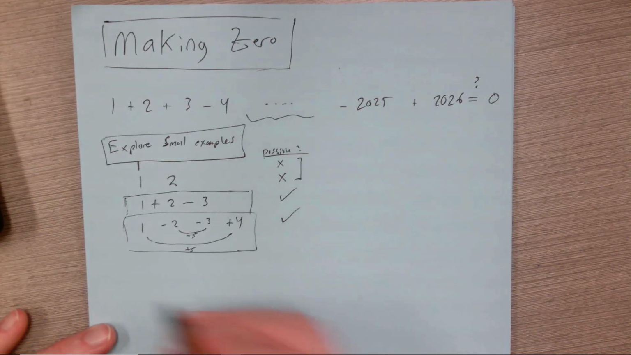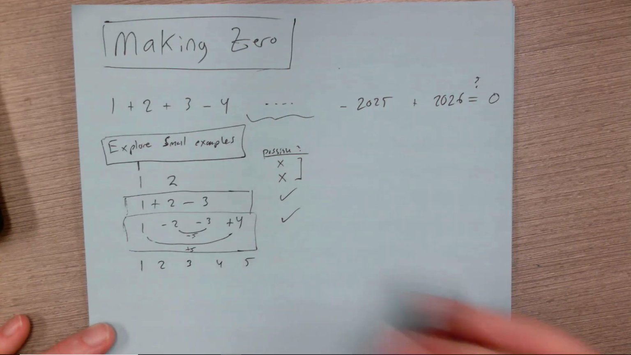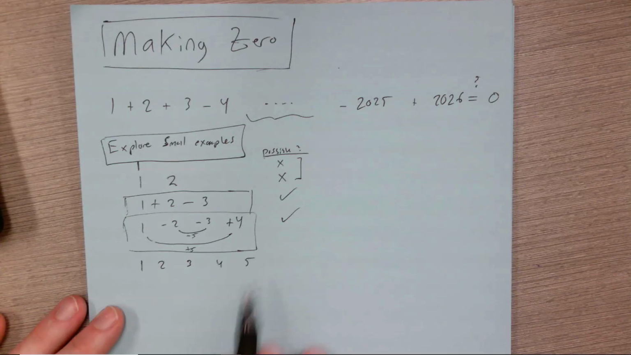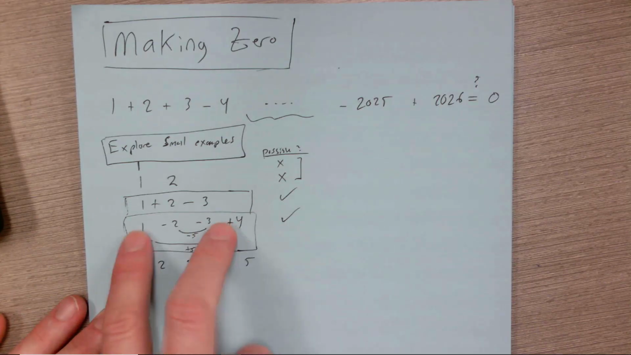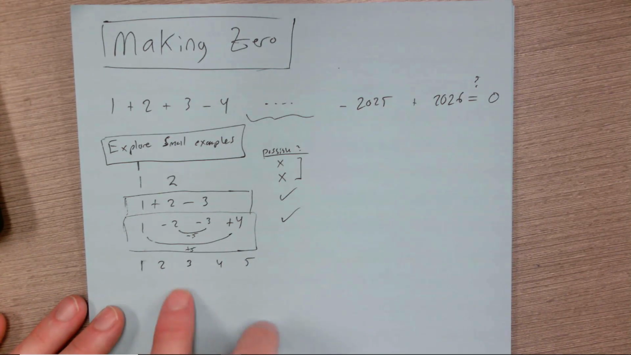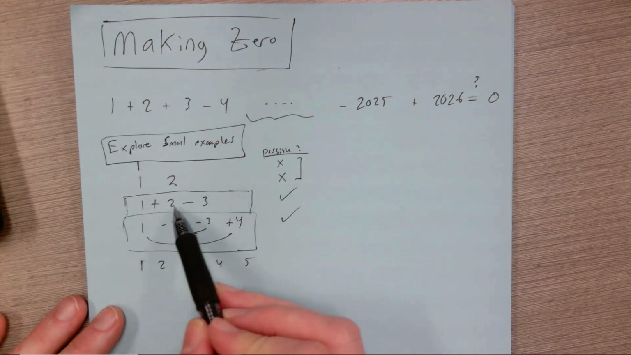Let's do one more. Let's do 1, 2, 3, 4, 5. So we're getting larger. One thing I can notice is this idea where we match pairs. That's not going to work here, because matching pairs only works if you have an even number of terms. What about this one, the adding things and then subtracting?